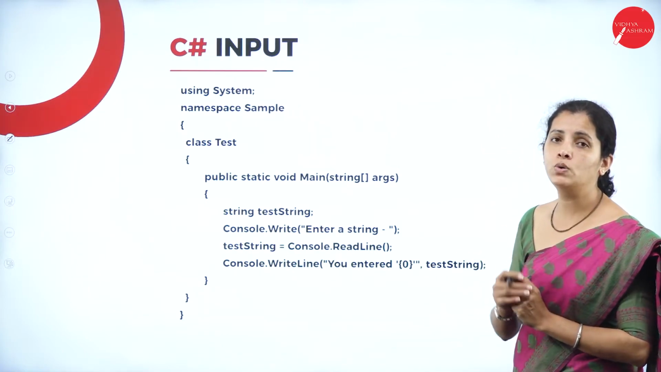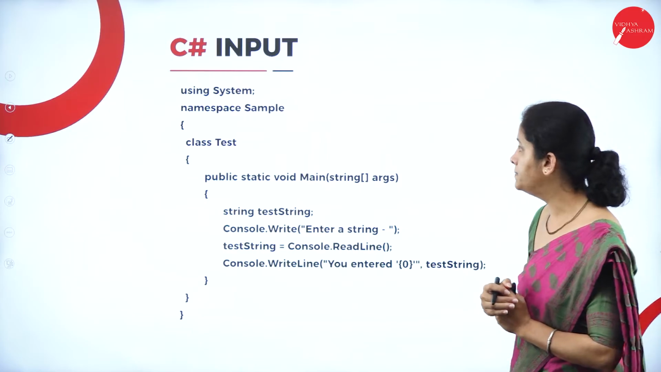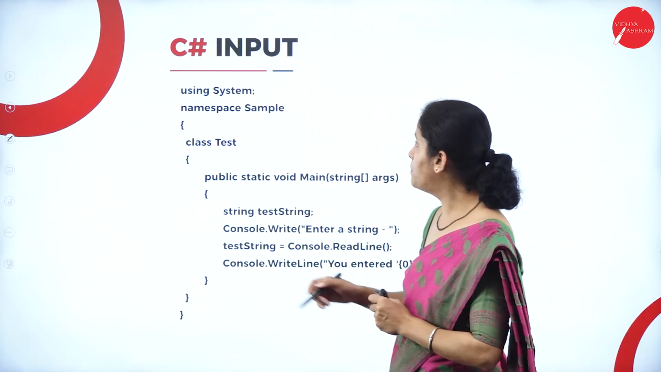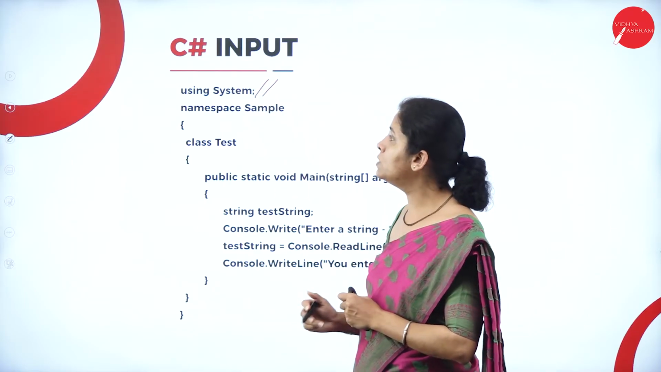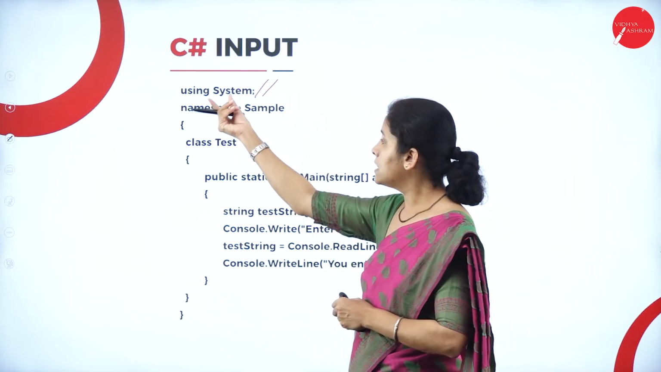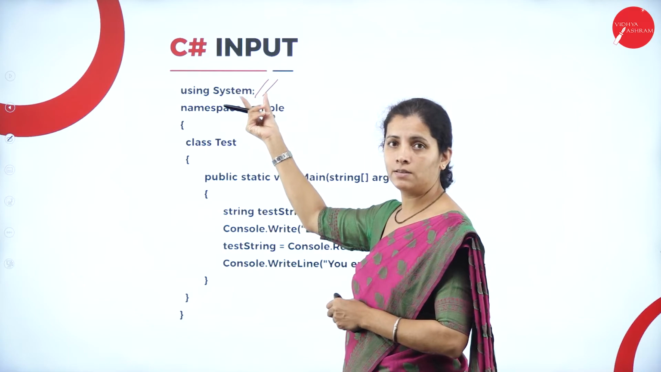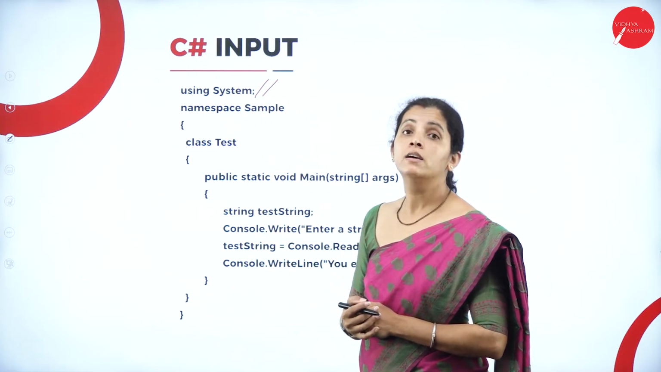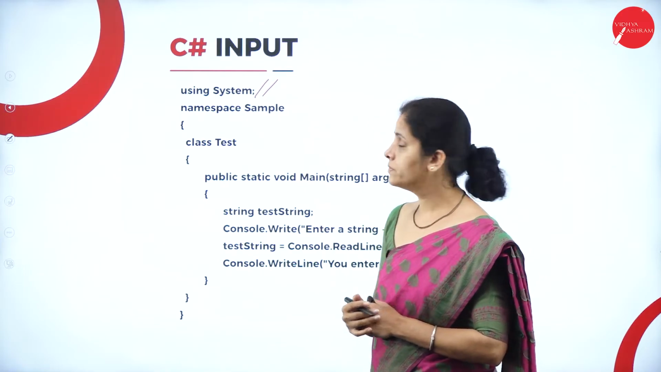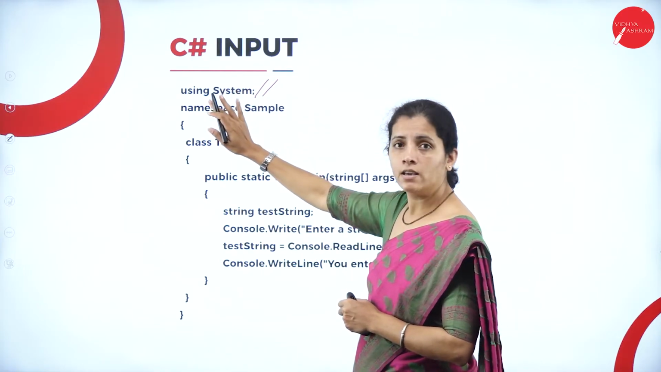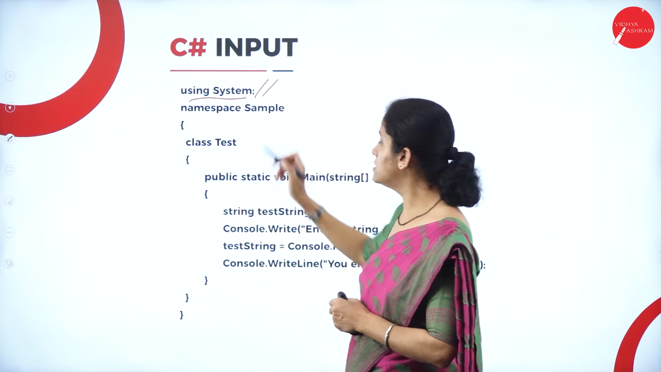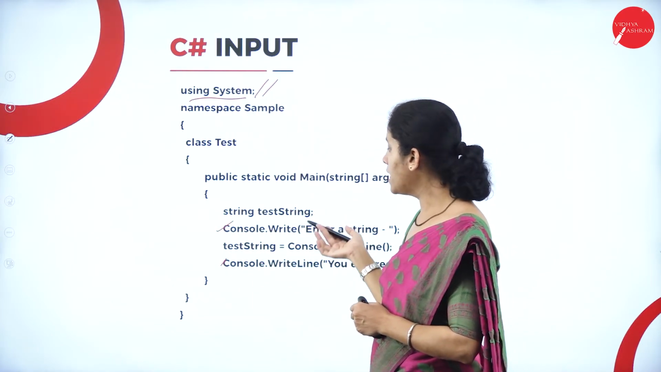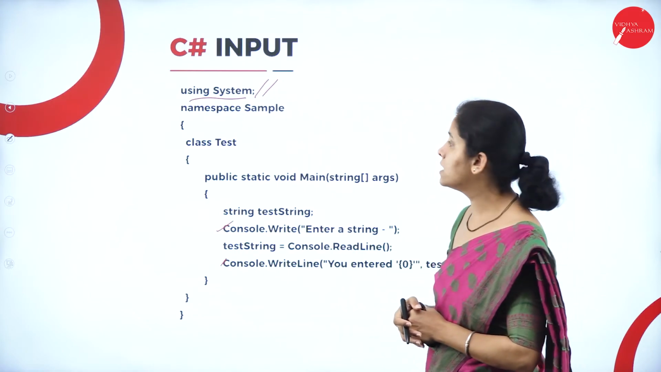Now this is the simple program used to read the input, and at the same time how I can display the output. So dear student, please remember one thing, that suppose if I miss to include this line, that is using System, then everywhere I want to use the keyword System. Suppose if I write using System, then directly I can write, that is Console.Write or Console.WriteLine.